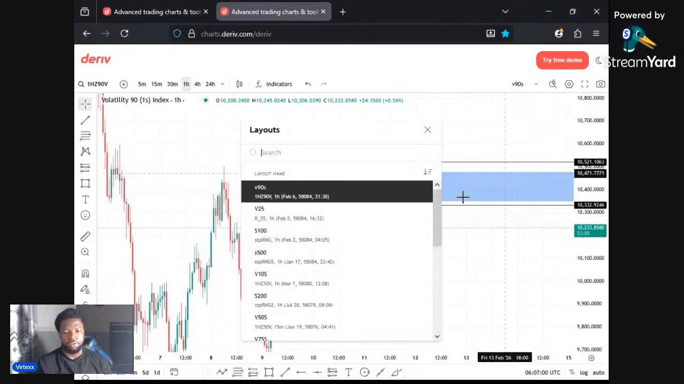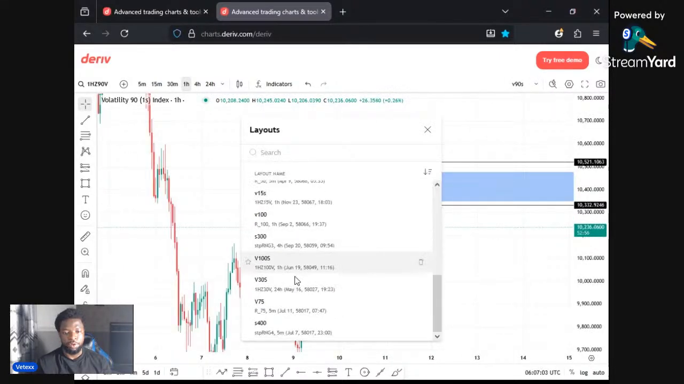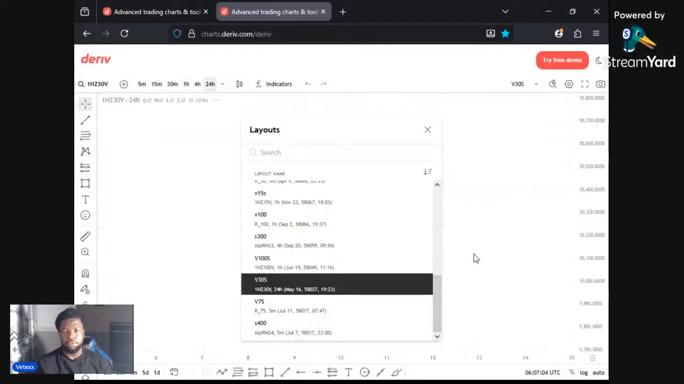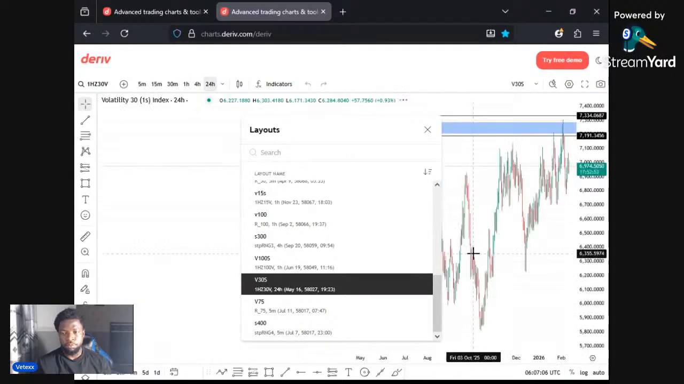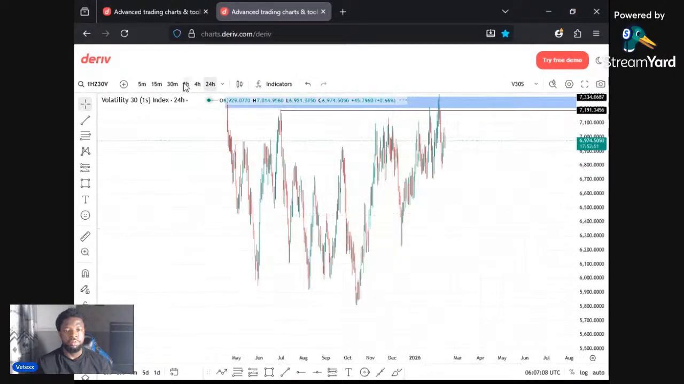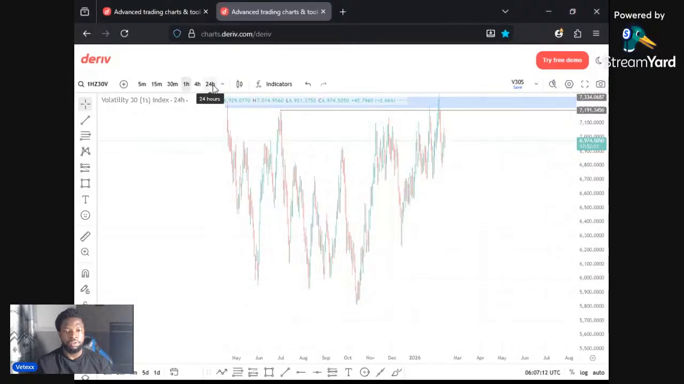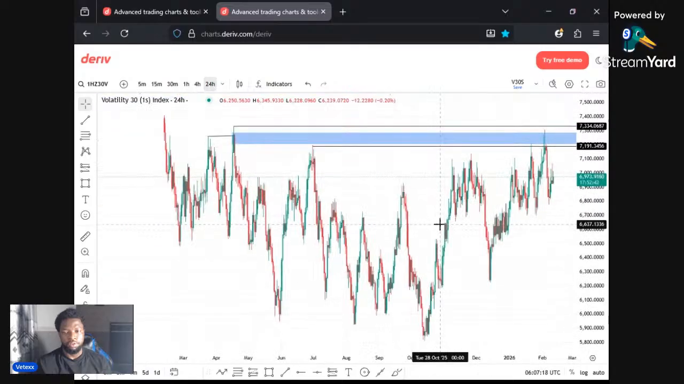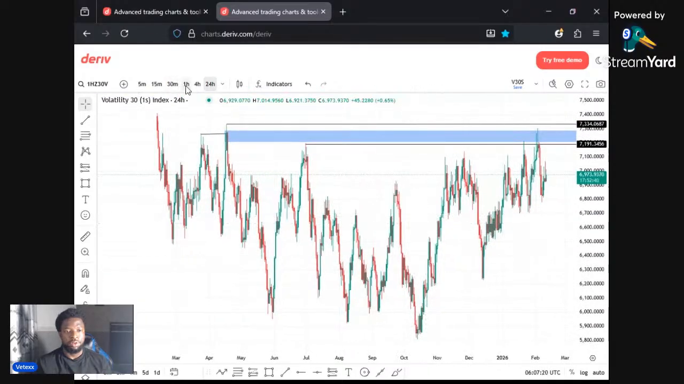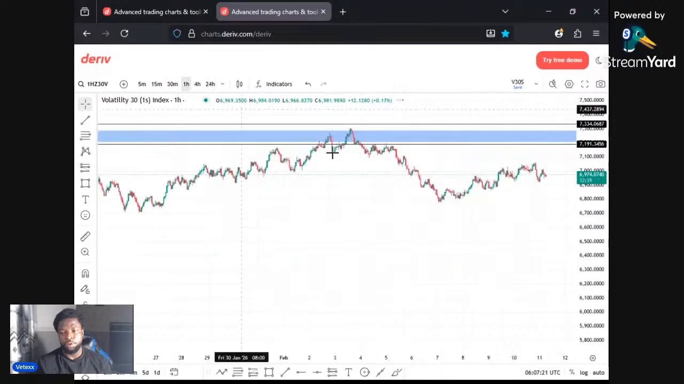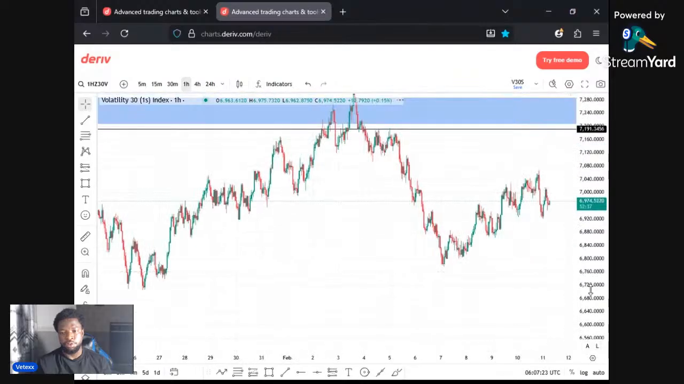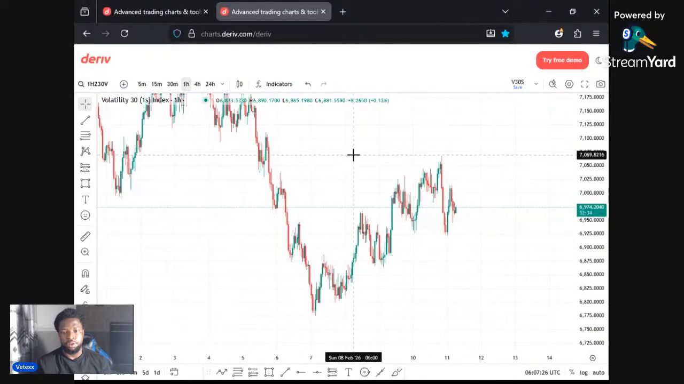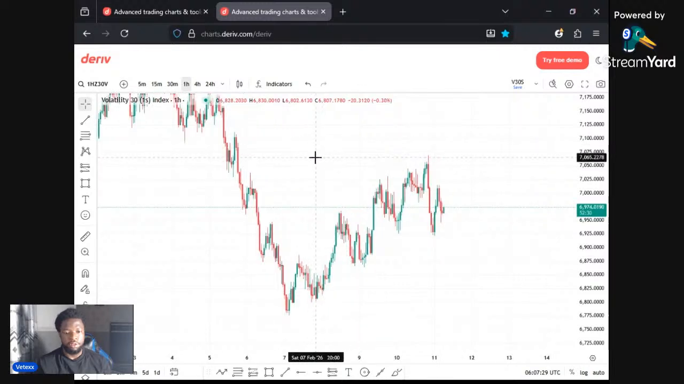Alright. So what is the next pair? V30s. Let's check V30s. V30s is bearish on the 24-hour time frame already. Look at it. See the sell. So let's check the 1 hour time frame and see where price is coming from, where price is trying to go. So I had this sell yesterday. Okay, this is it. I had it yesterday.